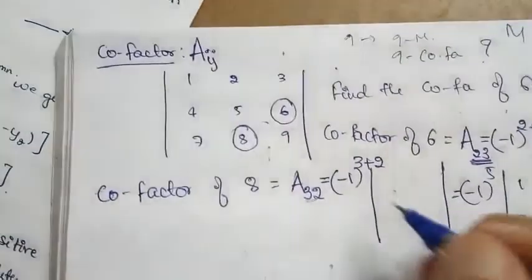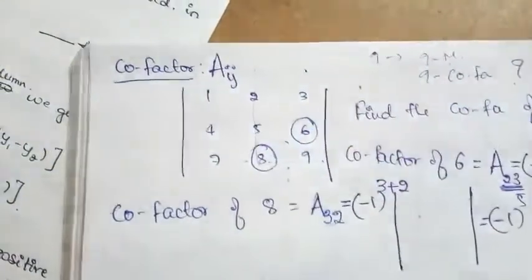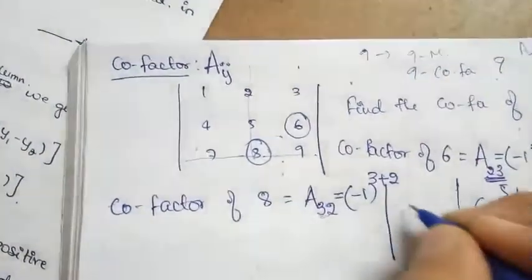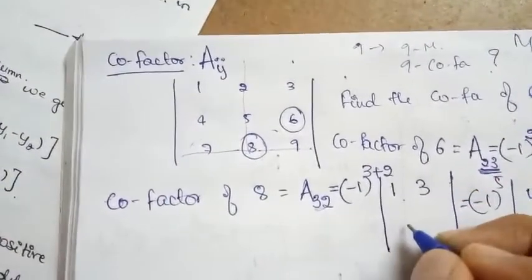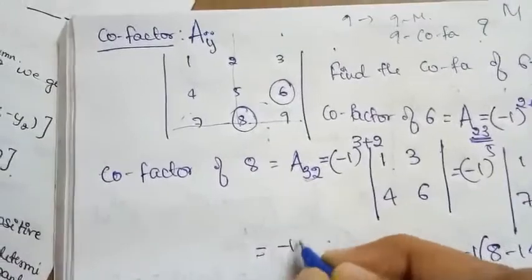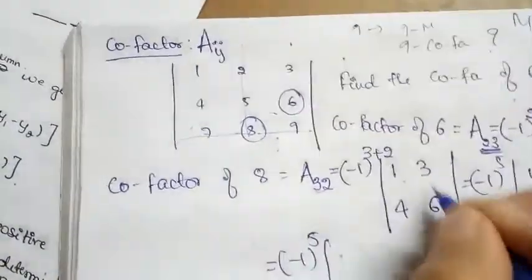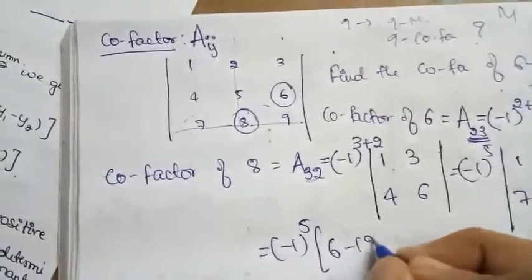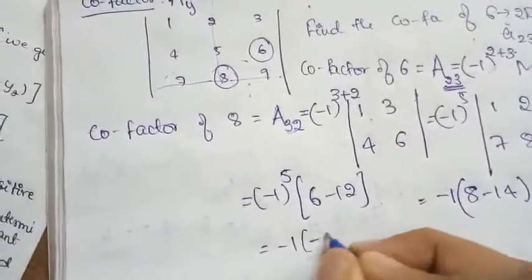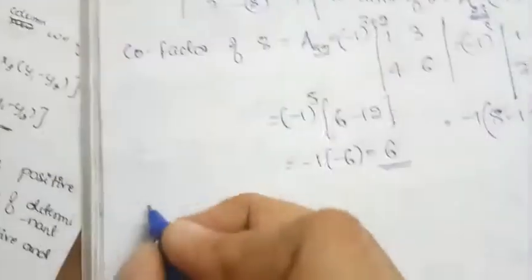What is the determinant? The determinant which is obtained by deleting the row containing 8 and column containing 8. So deleting the row and column, what are the elements which are remaining? That is 1, 3, 4, 6. So that is nothing but minus 1 to the power 3 plus 2, it is again 5. So what is the determinant value? 6 minus 12, which is nothing but minus 1 to the power 5 into minus 6, it is equal to 6.